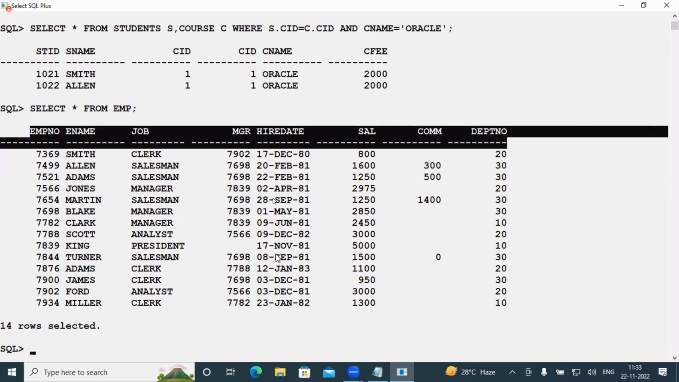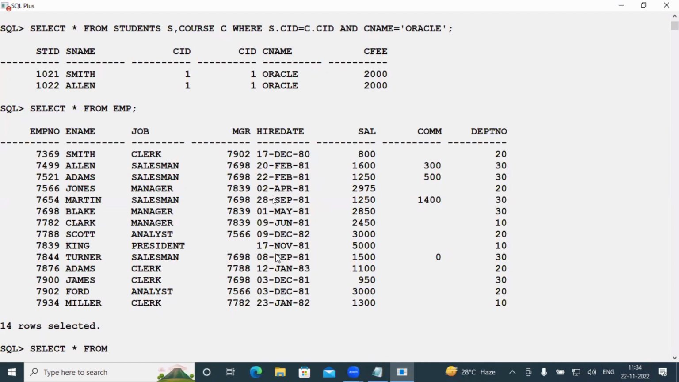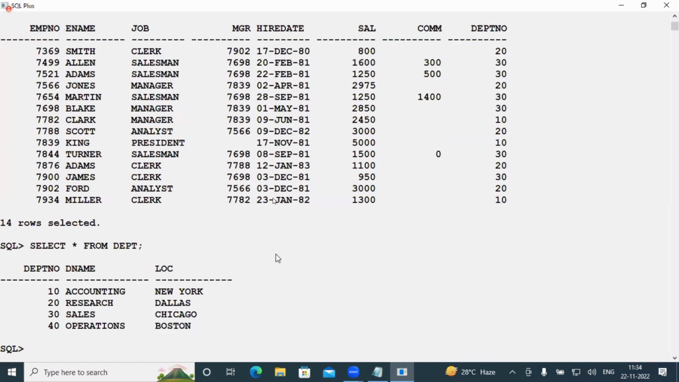So we have department number, but department names are not there now. There are no departments in this table. Departments are in another table, the DEPT table. In the DEPT table, you have the departments: accounting, research, sales, and operations.